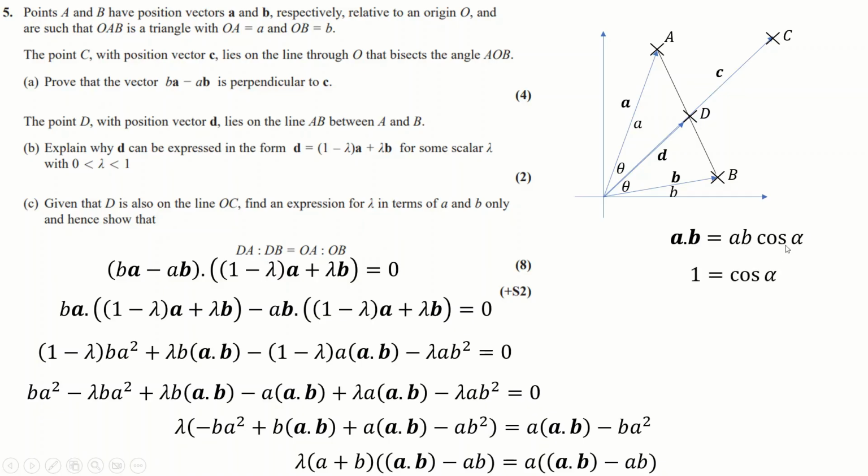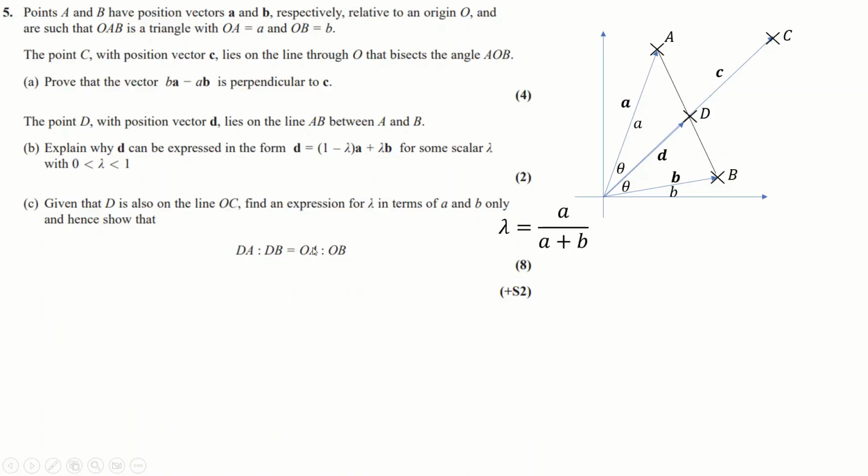And that just happens when alpha is 0, or 2 pi, or 4 pi. Basically when you're in the same place, right? And we know our A and B aren't, and so we know this isn't the case. So we're happy that this thing isn't 0. So we're happy to cancel those out, and then we'll have to divide them when we get this. That's good. So we'll have lambda is equal to that in terms of A and B, and then hence show this.